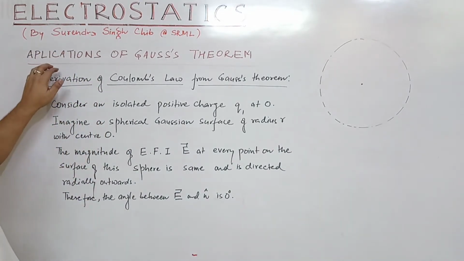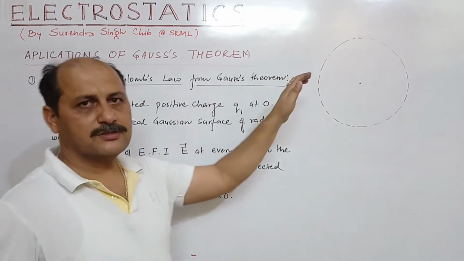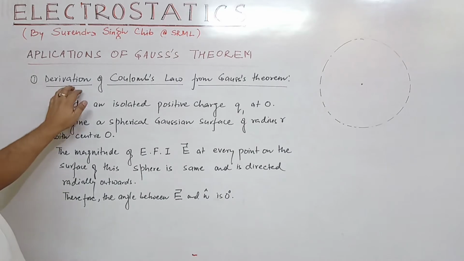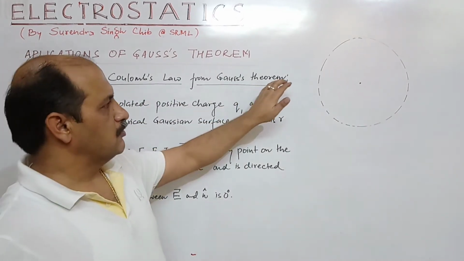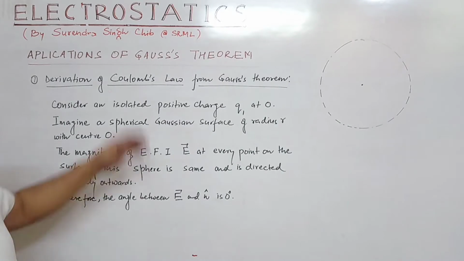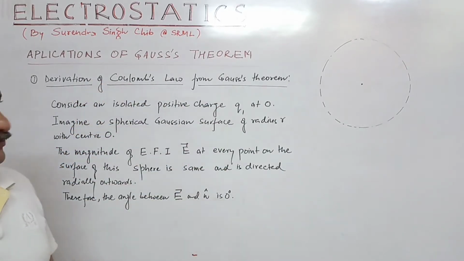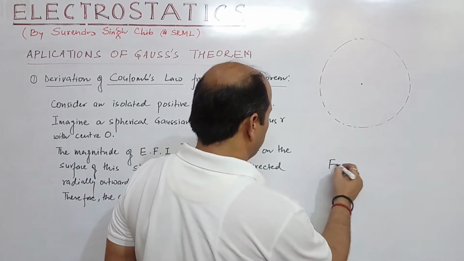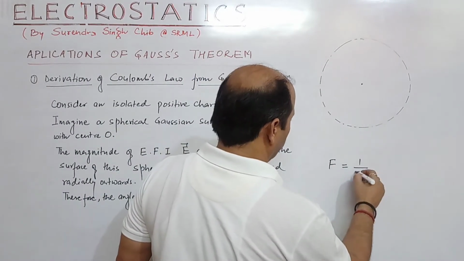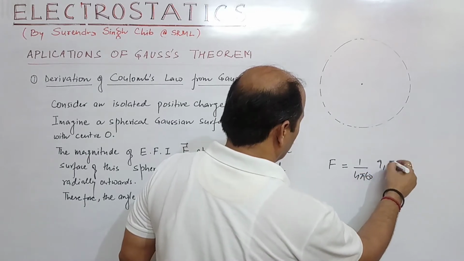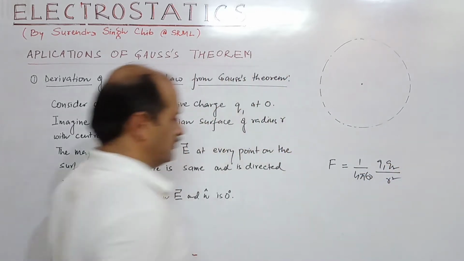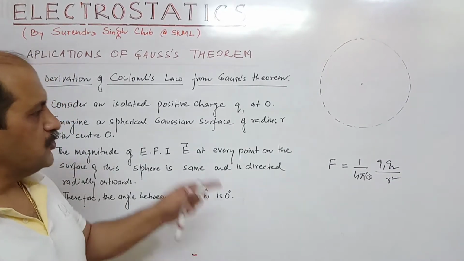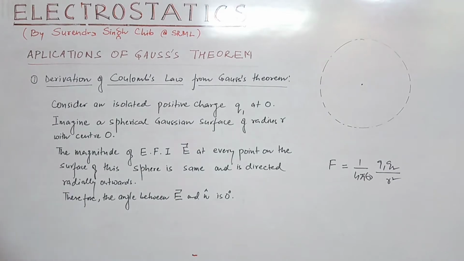Today we will do some applications of Gauss's theorem. The first application is derivation of Coulomb's law from Gauss's theorem. You may know what Coulomb's law is. If two charges are separated by some distance, the force between them is equal to 1 upon 4 pi epsilon naught q1 q2 divided by r square. This is Coulomb's law. So let's derive Coulomb's law using Gauss's theorem.